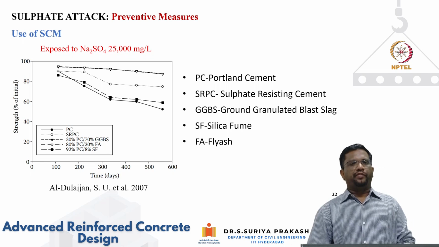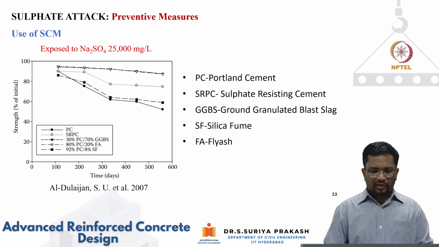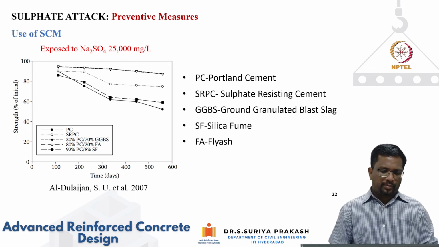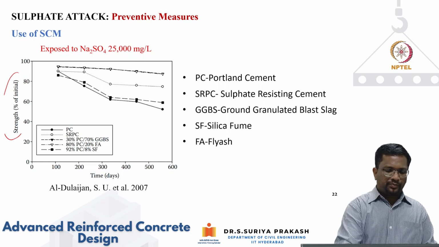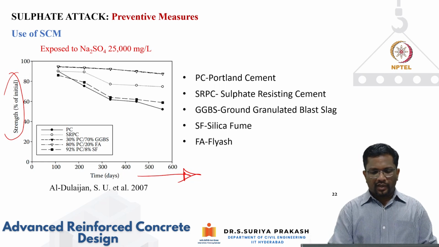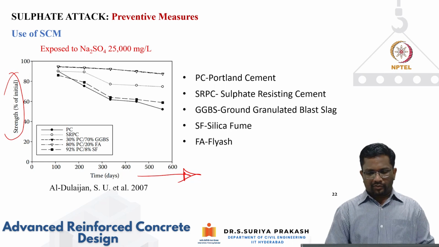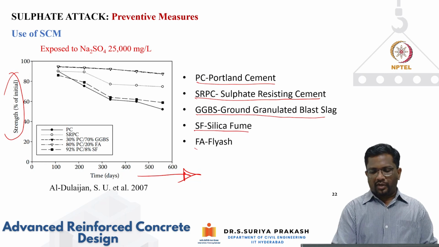Now, what is the effect of supplementary cementitious materials, like what we have seen in the previous chemical attack also? Here people have done some experiments and they are plotting the strength with respect to time in the x-axis, and we have different scenarios that we are considering. One is the concrete made with Portland cement, another one with sulfate resisting cement, another one with slag, another one with silica fume, and another one with fly ash.